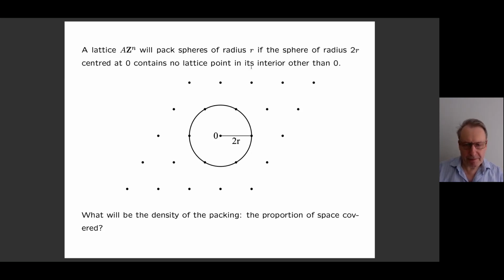Okay, so this is another way to formulate it, and what we want to do is determine the density of the packing, given that we found this radius r which can be packed, by finding a ball of radius 2r which fits snugly in, and only one lattice point is in its interior. So what is the proportion of space covered by this packing?